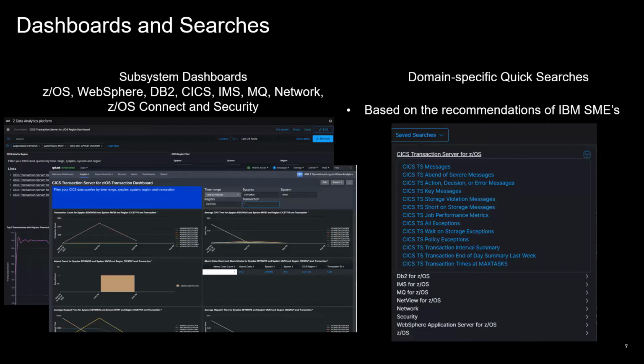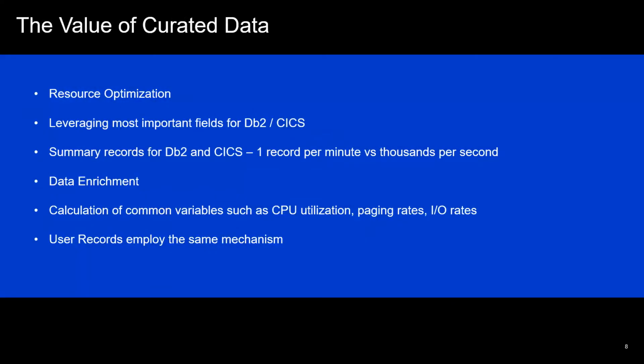On the right-hand side, you see there are saved searches for all of the categories listed below. We've opened up the CICS transaction server for z/OS saved searches. All of these saved searches are queries against syslog traffic that has been generated by CICS and can be used during a real-time firefight to understand the behavior of your CICS system. So that takes us to curated data.